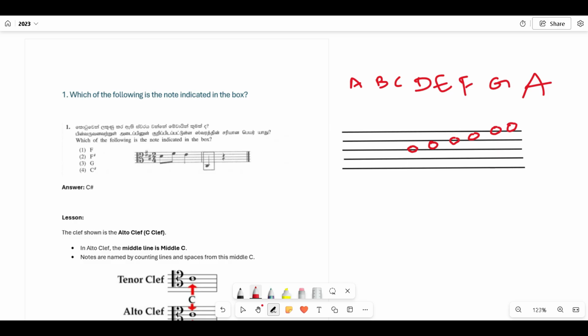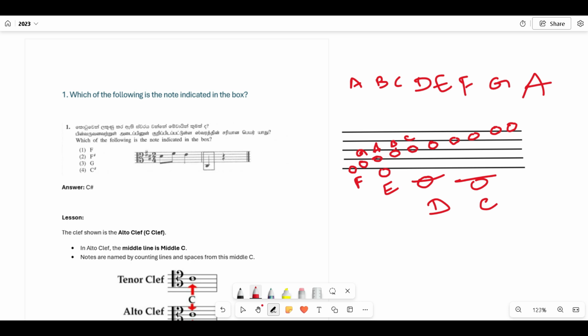This is C. Before it is B. Before that is A. Before A is G. This is F. Then this is E. This would be D, and this would be another C, but not the middle C.